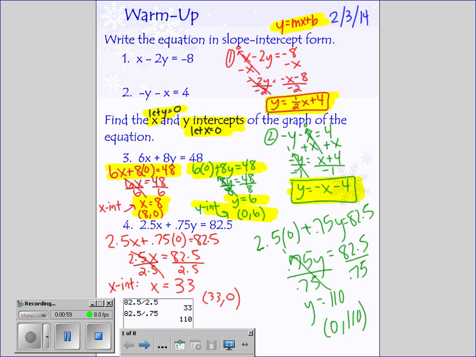And the same thing with this one. We got our x-intercept to be 33, and for this one, we got our y-intercept to be 110. All the intercepts are points on the graph where it crosses the axis. So if we were to graph this line, either 1, 3, or 4, the line in 3 would cross the x-axis at 8 and the y-axis at 6, and the line in 4 would cross the x-axis at 33 and the y-axis at 110.